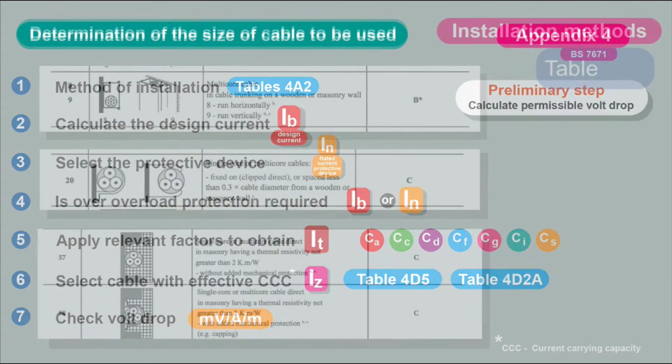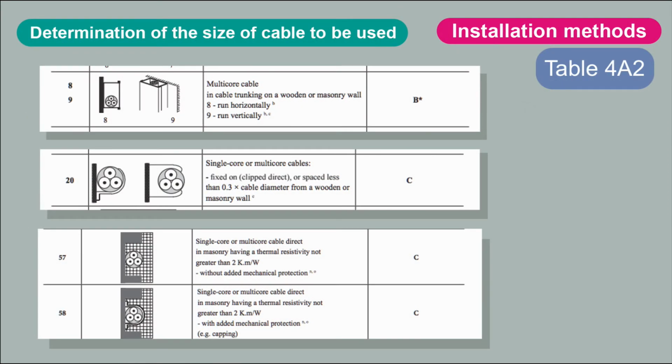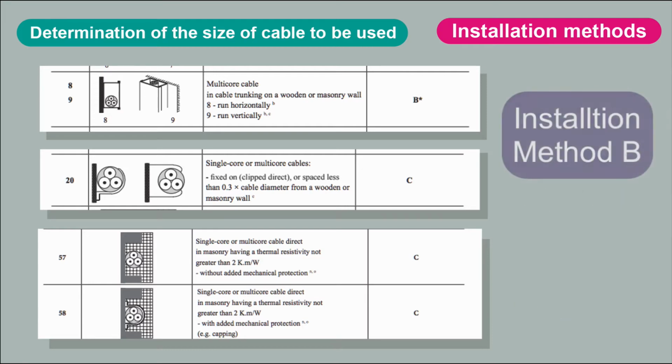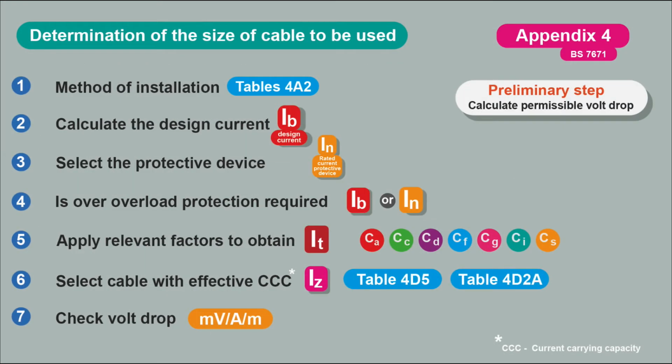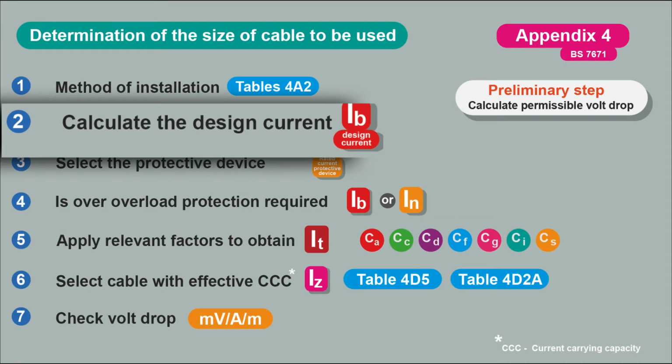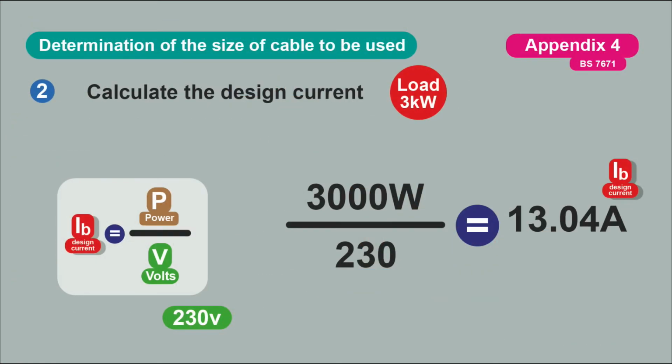So from Table 4A2, we have cable in trunking, we have cable clip direct, and we have cable in masonry. Masonry and clip direct are method C, and a little bit in trunking is method B. Method B has a greater effect on the cable than method C, so we'll choose method B as our installation method. So first off, we have to calculate the design current, the current that the appliance is going to use.